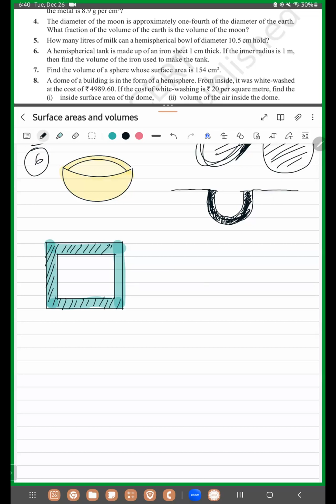But in this case, the material we are using is iron. We want to find the volume of iron used to make it. So the volume of iron used to make it is going to be the volume of the bigger hemisphere minus the volume of the smaller hemisphere.